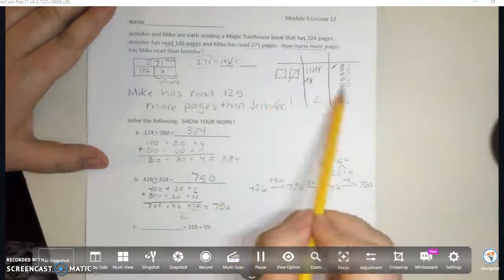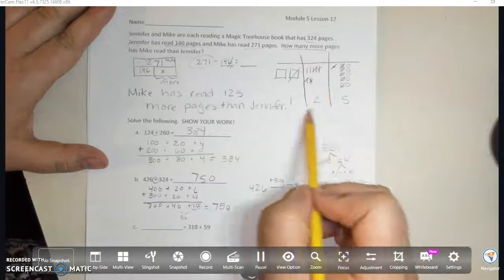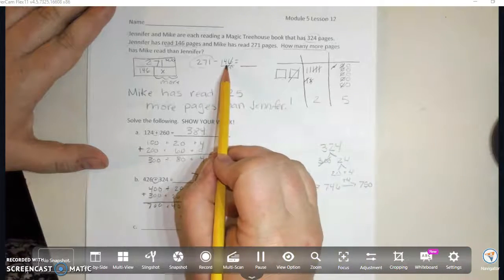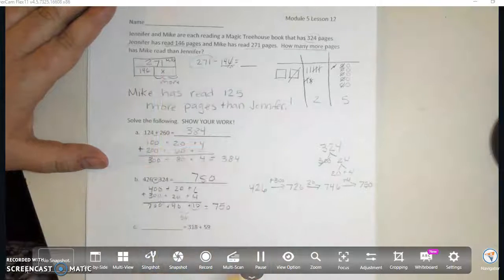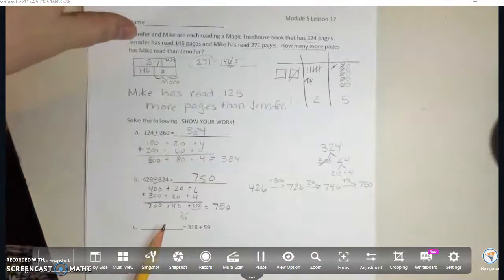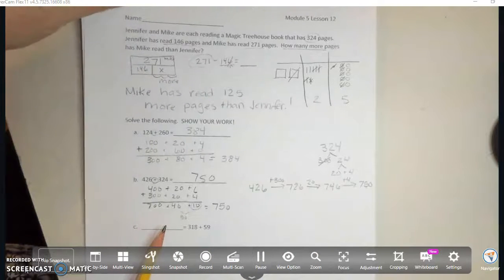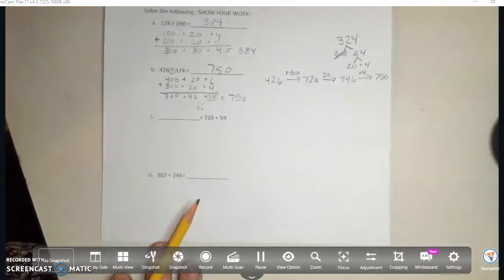I could also check this by adding my answer and my part together, because this is a part, and seeing if I got 271. So if you want to check your answers that way, that would be an excellent way to check your answers. Okay.